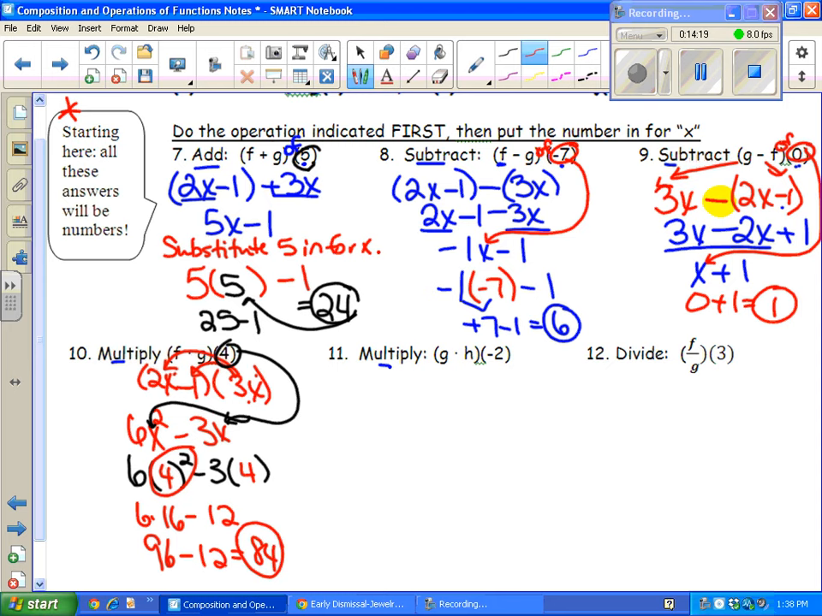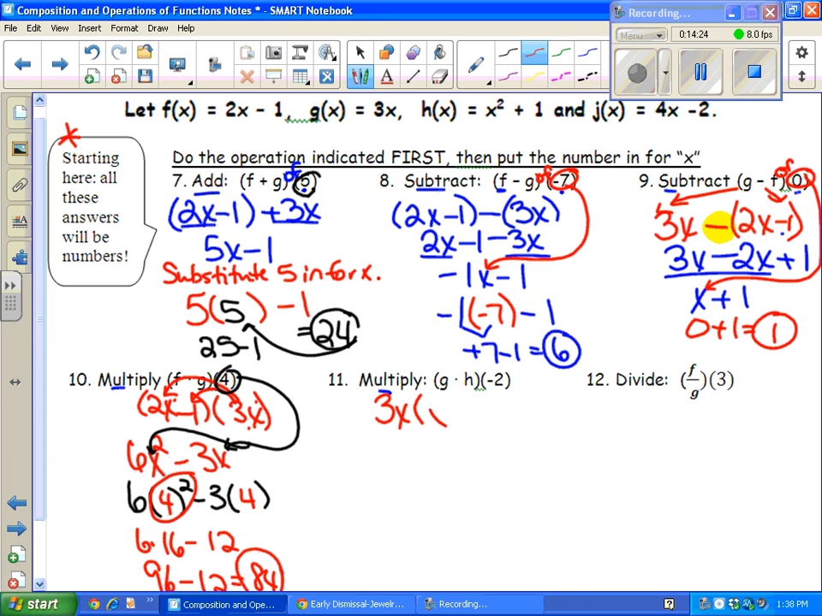Multiply g times h. The g function, 3x. The h function turns out to be x squared plus 1. We do have to remember to distribute, so I'm going to take 3x to the first term and 3x to the second term. I'm also going to do the mama rule. That's like a 1. 3 times 1 is 3. X to the first times x to the second is x to the third, plus, and then 3x times 1 is 3x. Again, it doesn't say of x, it says of negative 2.